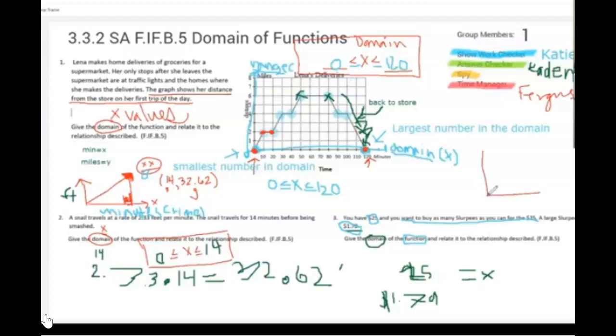So when you're doing these, it's sometimes helpful to think of it as a graph. What would be on the x-axis of your graph? What would be on the y-axis? We're keeping track of money and what? What's the other variable in this problem? Slurpees, so number of Slurpees. So which one's your X value? I think the money, because the number of Slurpees depends on the money.